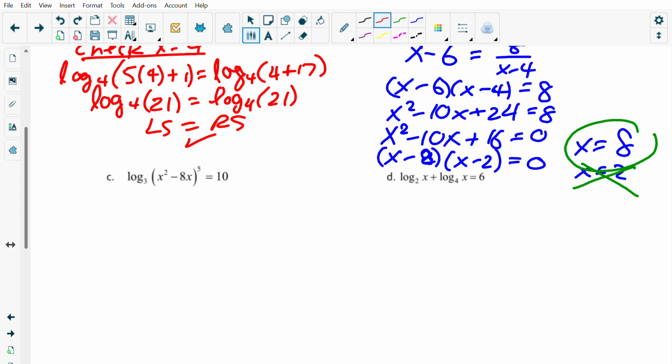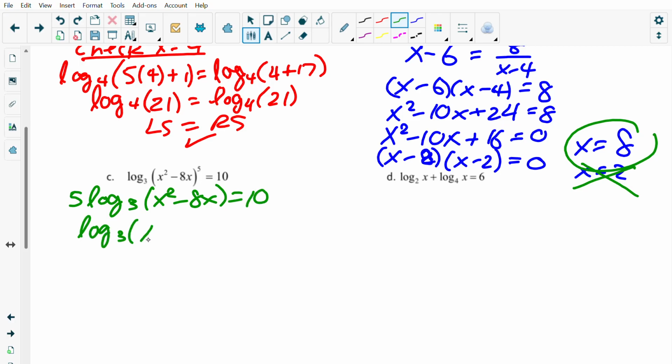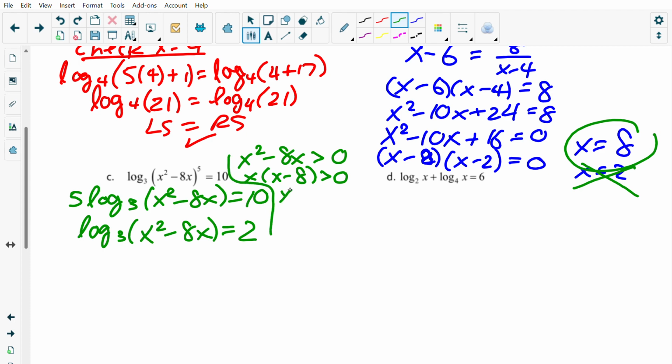Okay, log base 3 of x squared minus 8x, to the 5th, equals 10. So let's apply some log laws here. That is the power law: 5 times log base 3 of x squared minus 8x equals 10. Divide both sides by 5: log base 3 of x squared minus 8x equals 2. Restrictions, sorry. x squared minus 8x greater than 0, x times x minus 8 is greater than 0. So x must be greater than 0, and x must be greater than 8.